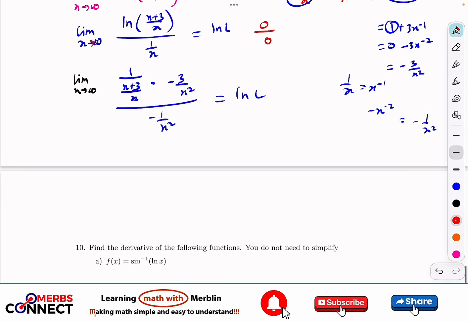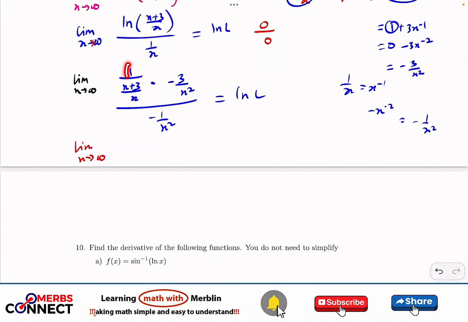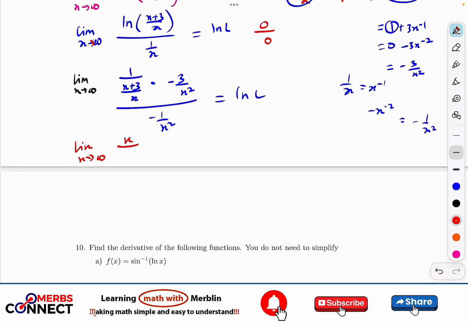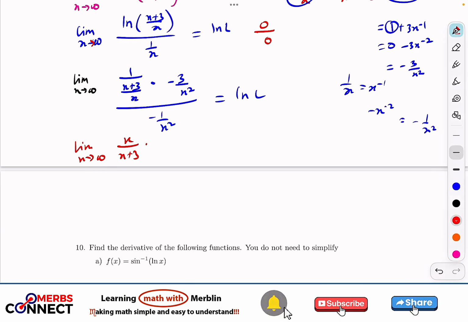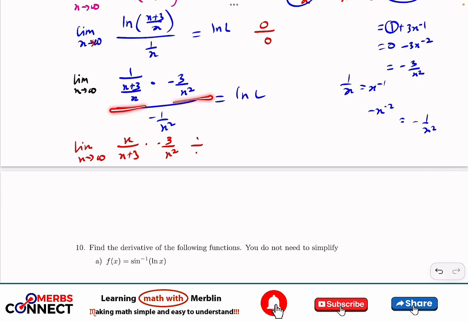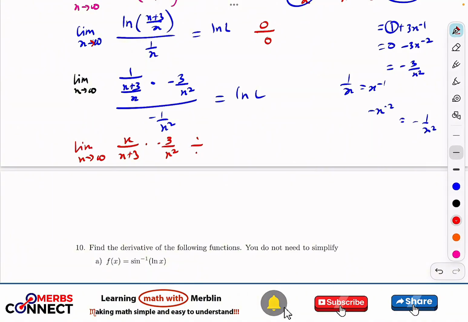Let's play around here. Now this is the same as limit x approaching infinity. Now this is 1 divided by the whole of this, so I can swap it and have it be x divided by x plus 3 for this one. Then times minus 3 divided by x squared, divided by, so I can use this division as divided by minus 1 over x squared, equal to natural log of L. So we are going through a lot here.